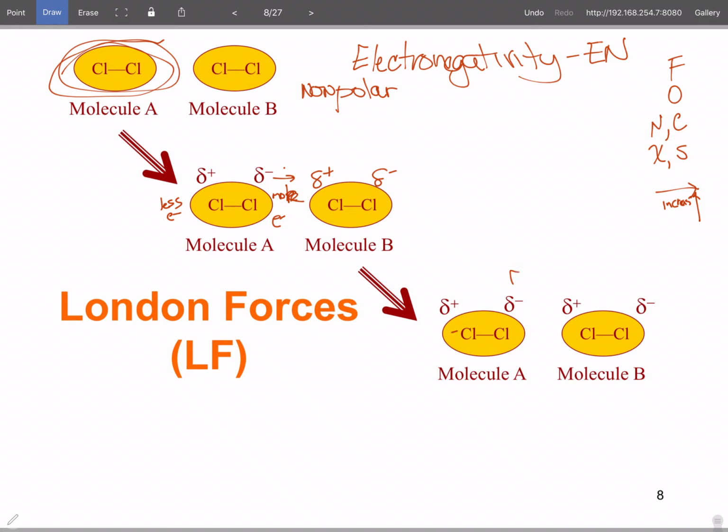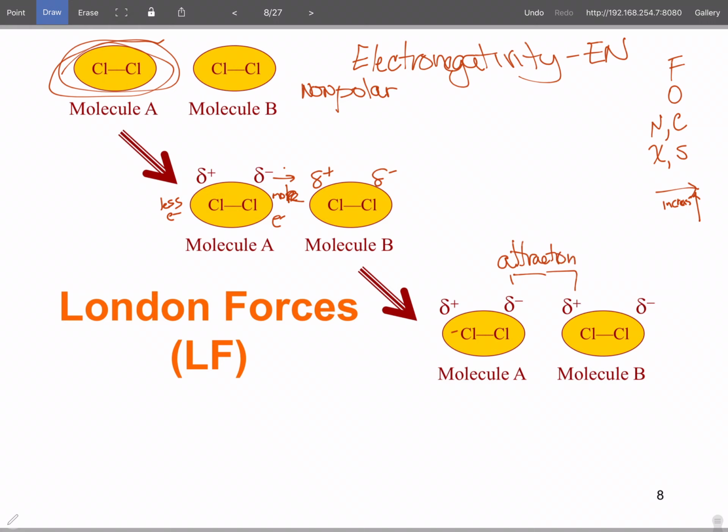So we have a partial positive attracted to a partial, again, if I could, there are two T's in attract. Okay, fine. Again, spelling is optional, guys. Attraction. So then you'll have the attraction.